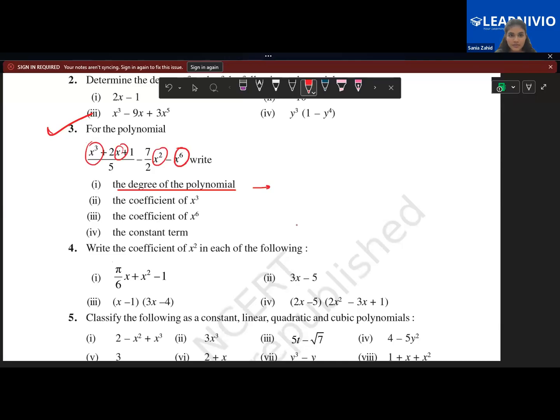6. Now what is the coefficient of x cube? So tell me, children, what is the coefficient of x cube? 1. Children, it's not 1. It is 1 by 5. Why? This entire thing is also being divided by 5. So can I not open it up as x cube by 5 plus 2x by 5?